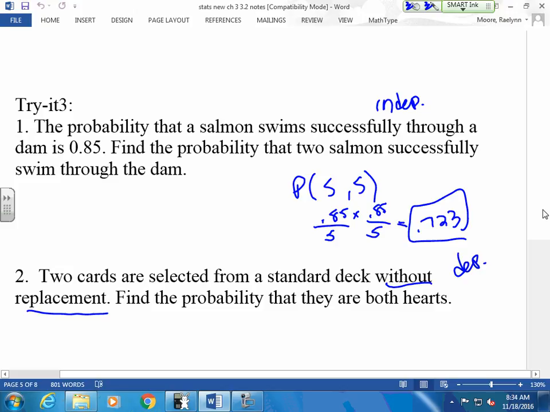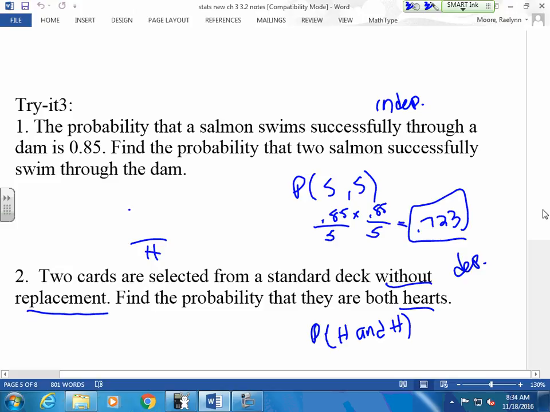Find the probability that they are both hearts. I want a heart, and then I want another heart. And I am going to not replace that. I'm going to hold that in my hand. So the first heart is what?